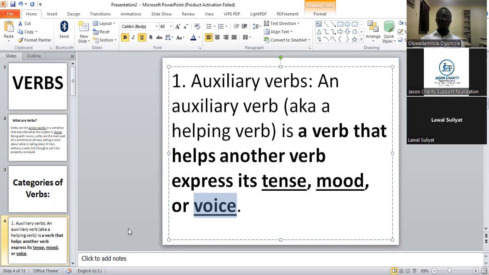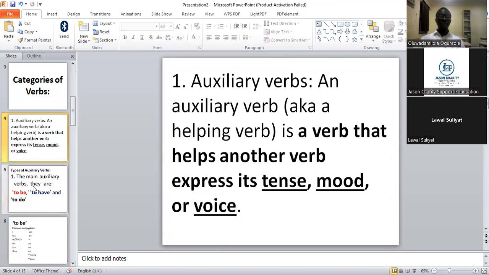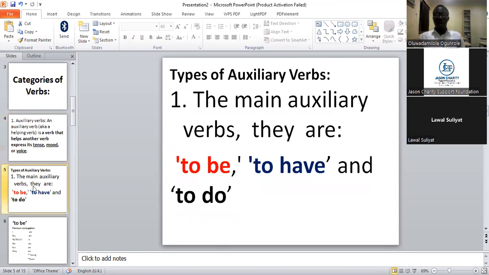So moving up from there, we'll move into the types of auxiliary verbs that we have. Now, the first one we have are the main auxiliary verbs. The main auxiliary verbs, they are three in number. We have to be, we have to have, and we have to do.